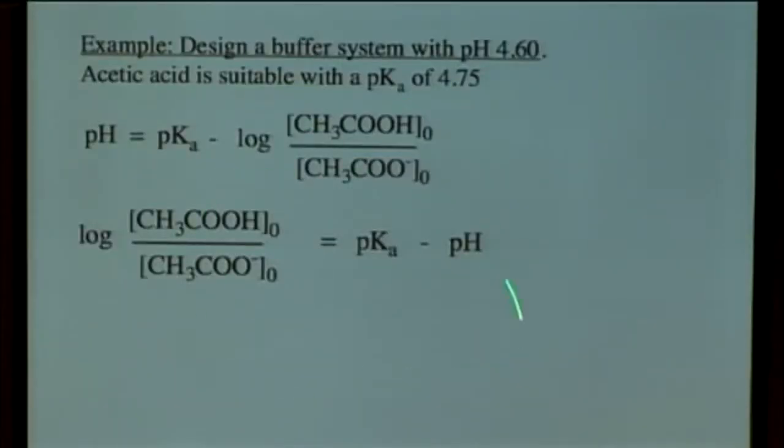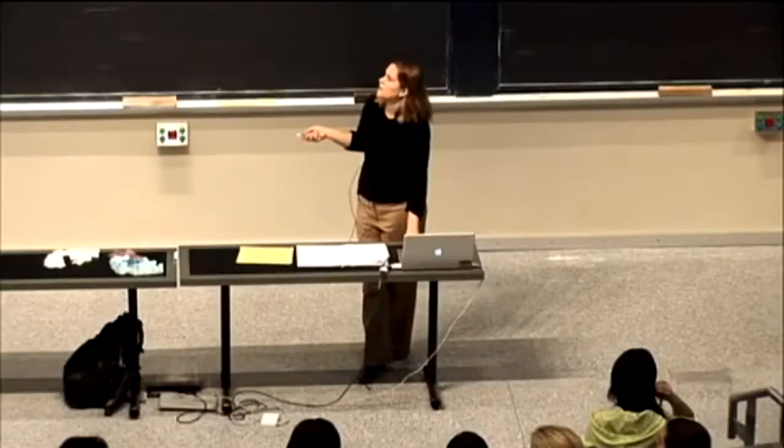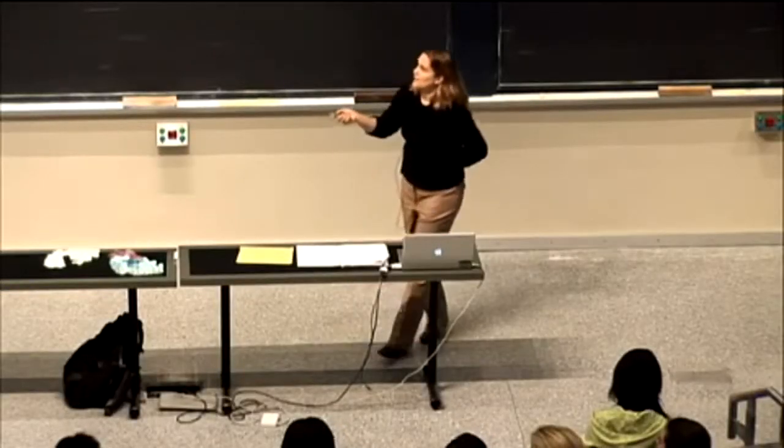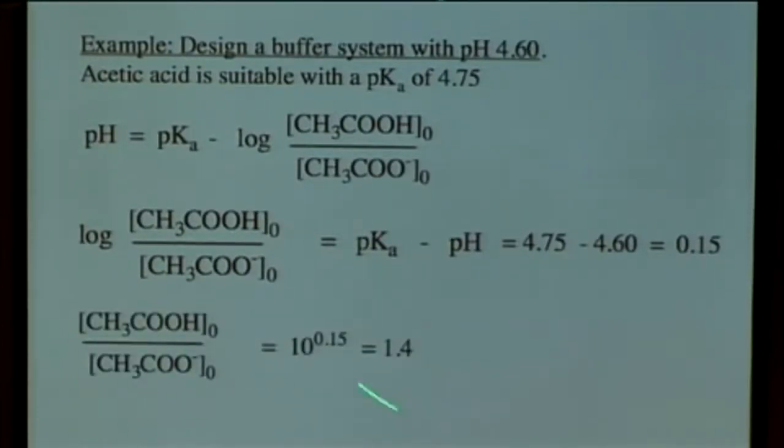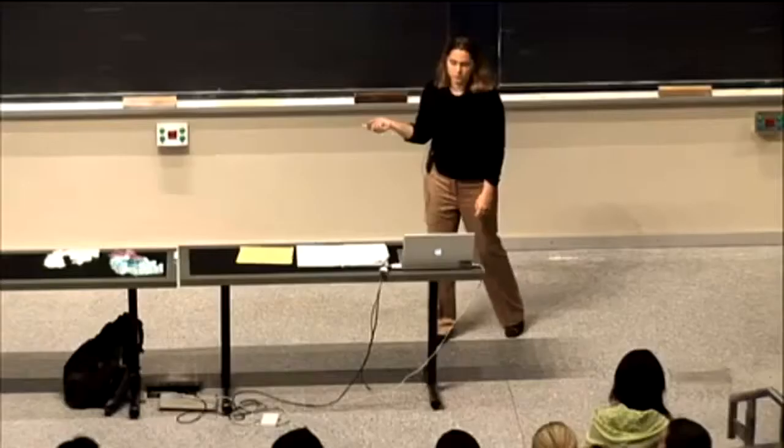So we can rearrange this if you want so that the unknown is on one side and we have the pKa and the pH on the other side. And so we have here our pKa minus our pH, and we get 0.15. Now we need to do inverse log and come up with the ratio. And the ratio that we want is 1.4. So we want to have a ratio from our acid to the conjugate of 1.4.